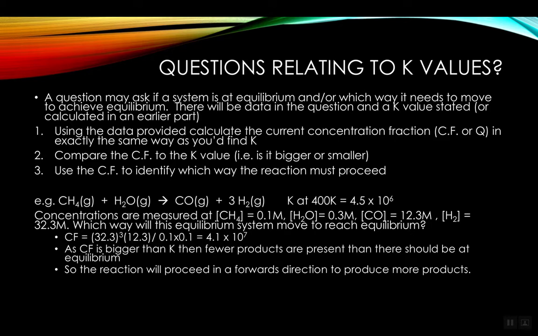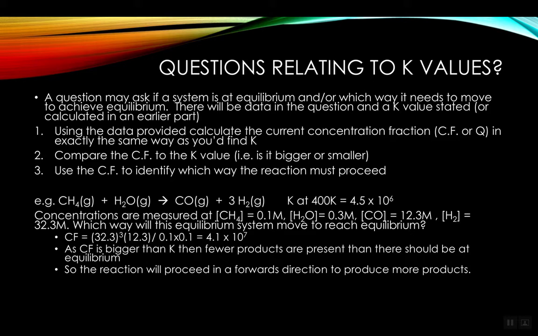Now, it's not necessarily going to be that explicit. These numbers might be buried somewhere in a big block of text. You've got to search for them. But if it's asking you which way is the system going to move to reach equilibrium, you've got to be comparing K to what values we get now, okay? Which is our current concentration fraction, which is CF, or sometimes capital Q.